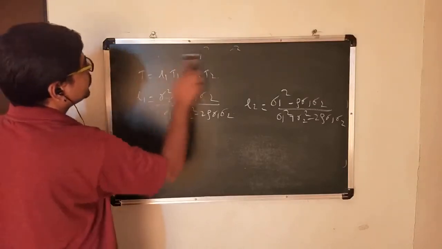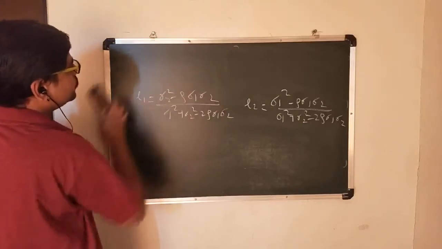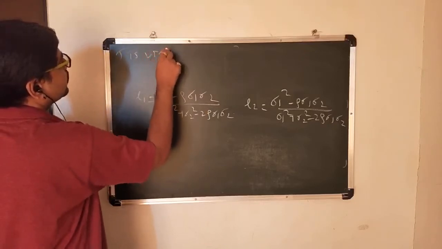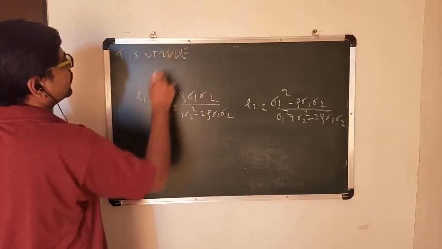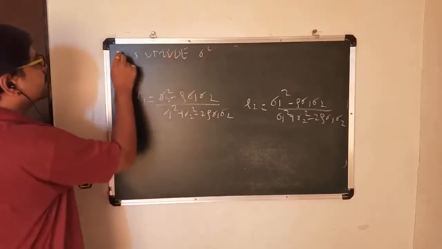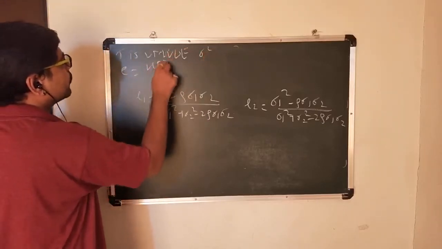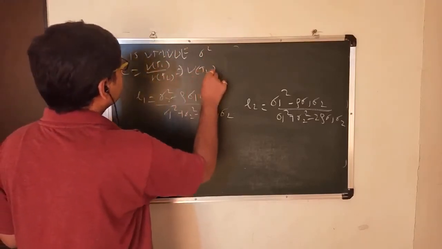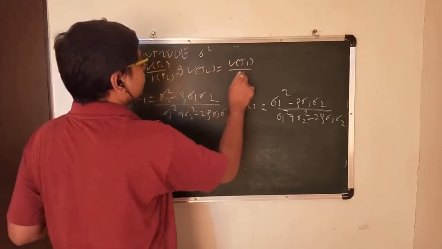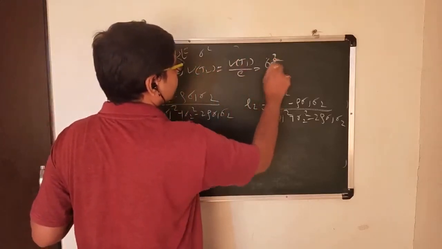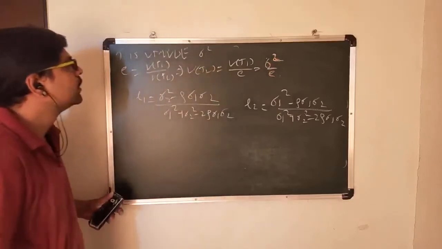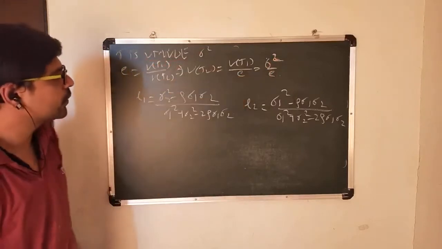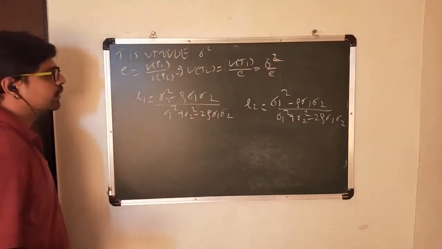So what do we have now? We have T is UMVUE with variance sigma square. We have given the efficiency, which is variance of T1 divided by variance of T2. So variance of T2 is equal to variance of T1 divided by E, that is sigma square divided by E. So we have sigma 1 square, that is sigma square, and sigma 2 square is sigma square by E. Now we will put these values in L1 and L2.